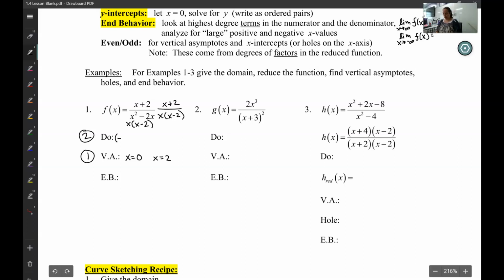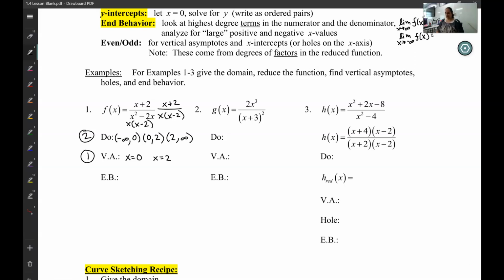Now for your domain, you can say it's going to go from negative infinity up to 0, because then I have an asymptote. I'm not going to do a bracket. I'm going to do a parenthesis, because my graph gets close to 0 but never touches. Then it's going to go from 0 to 2. Then I have another asymptote that I'm never going to touch. And then from 2 to infinity. So if you do those asymptotes first, then your domain kind of comes a little easier.